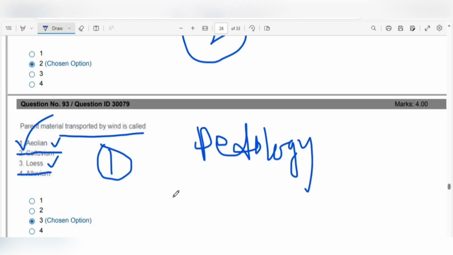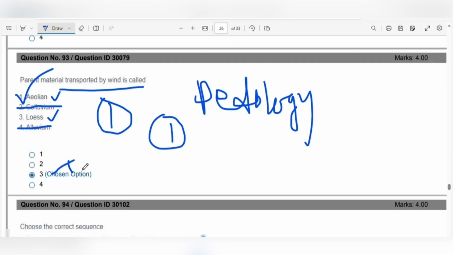This might be because Loess is mostly called the material transported by wind which is silty or clayey in texture, material having less diameter, whereas aeolian is mainly designated for parent materials blown by the winds which are of higher diameter, say in the sand fraction of the soil. Since it is saying parent material transported by wind, I think the more appropriate here is aeolian. Although Loess is correct, aeolian is the more appropriate answer. So we will go with aeolian. All right. So let's move on to the next question.